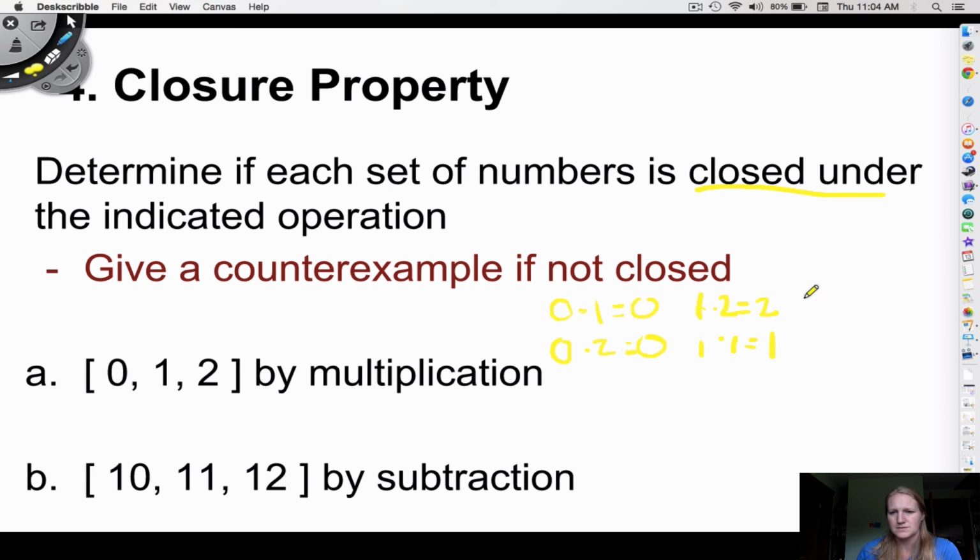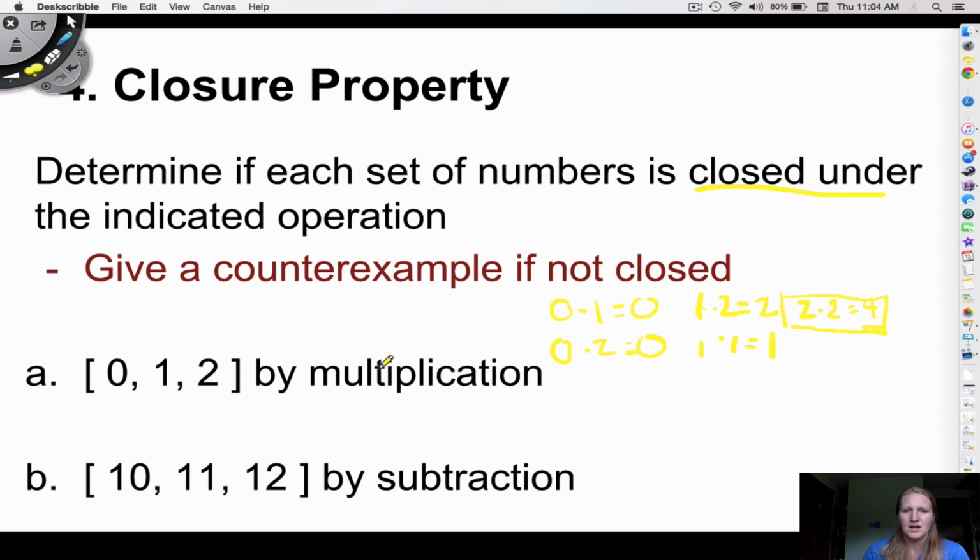What about 0 times 0? It will be 0. It'll be in there. What about 2 times 2? That is 4. Is 4 one of these answers? The answer is no. This would be the counterexample to prove that this is not a closed operation.